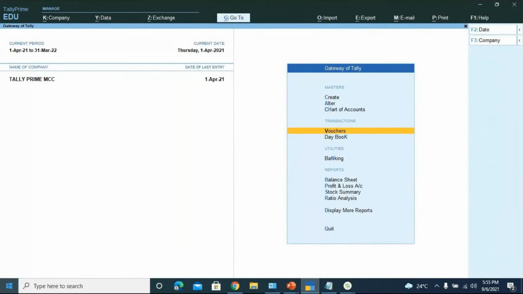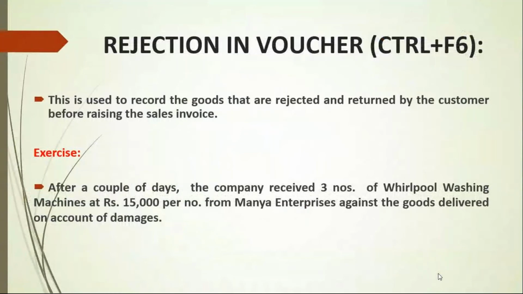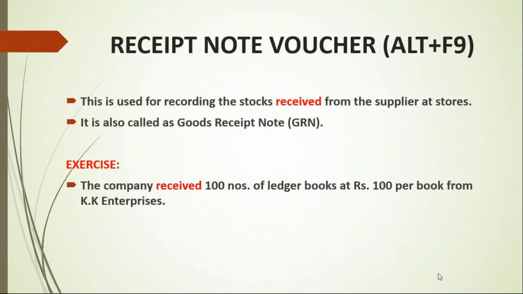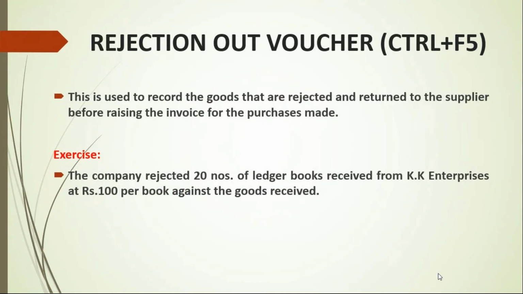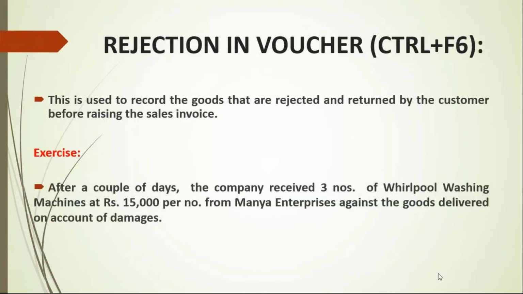We have the receipt note voucher for receiving the stock at the place of business. If we find some damage, we have to return it back before the invoice is raised. We go for a rejection out voucher, and after that only the bill is being raised. Then in case goods are delivered, to record the delivery of stock, we go for a delivery note voucher. In case the customer finds any damages, then he will go for a return of the stock which was delivered to him, and then it goes for a rejection in.